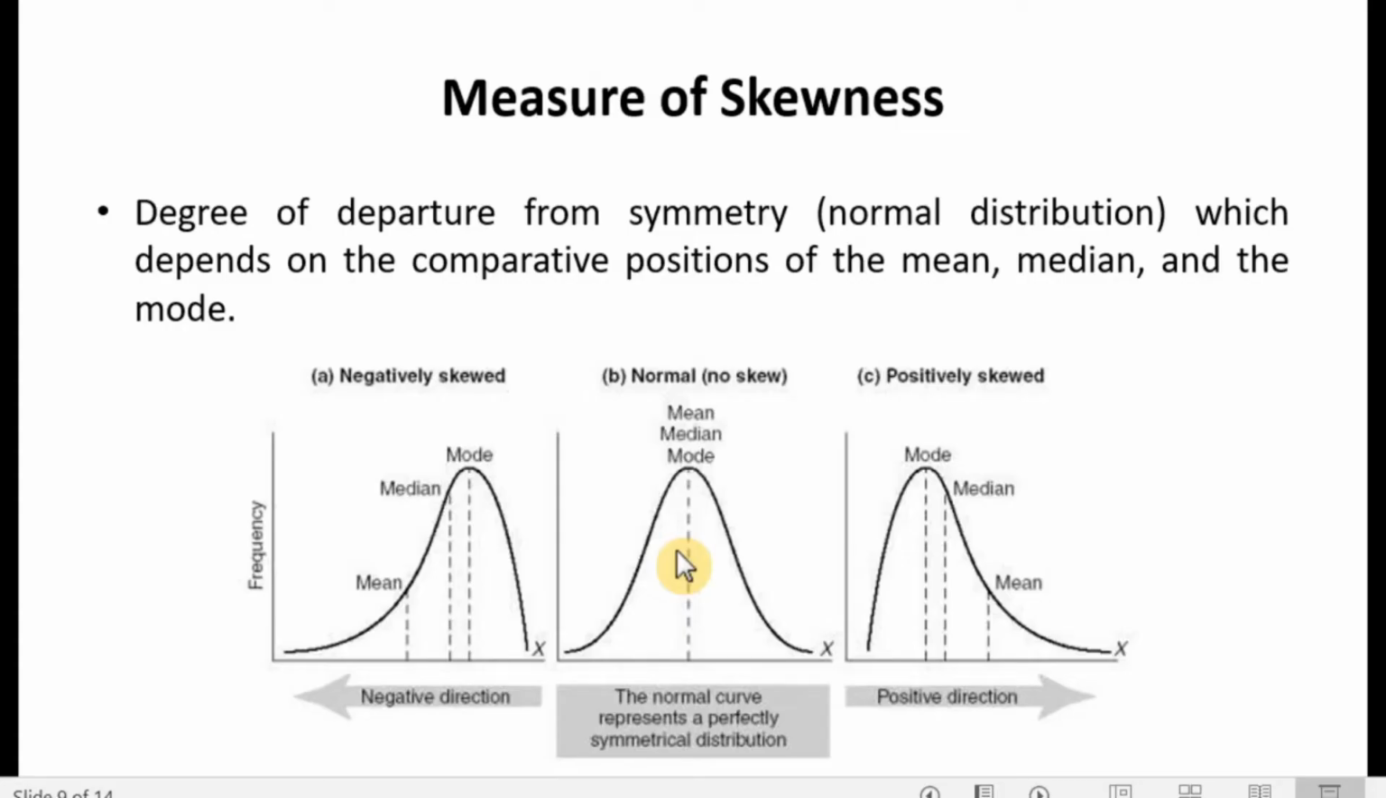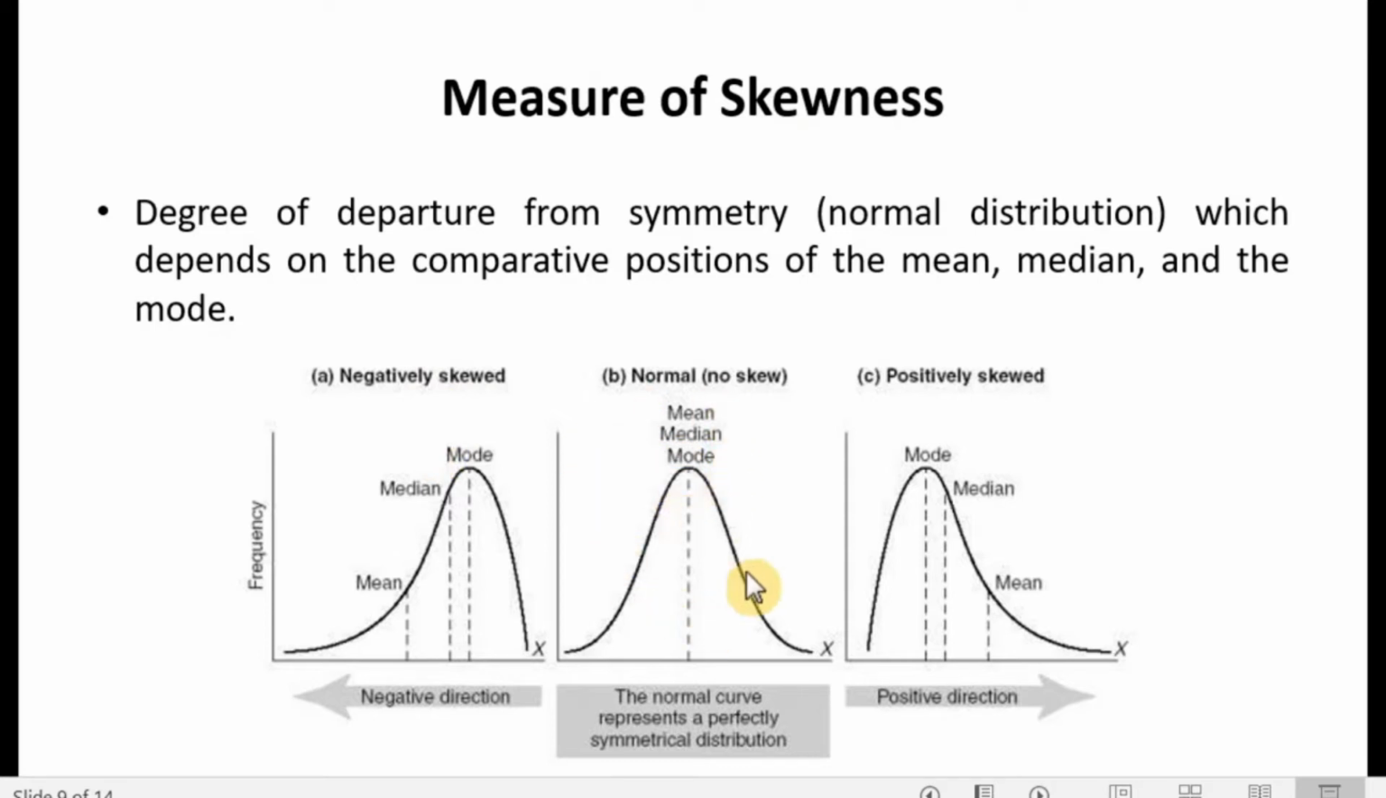Skewness refers to the departure from symmetry of a given distribution. Statistically, we are comparing whether the mean is greater than the median or the median is greater than the mode, or the other way around. There are three cases that we are going to study under skewness.